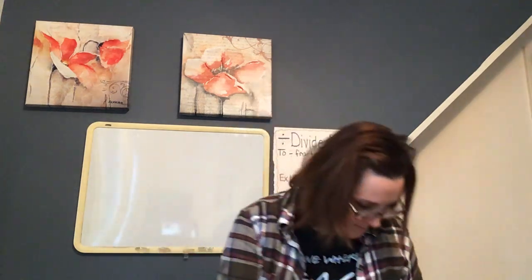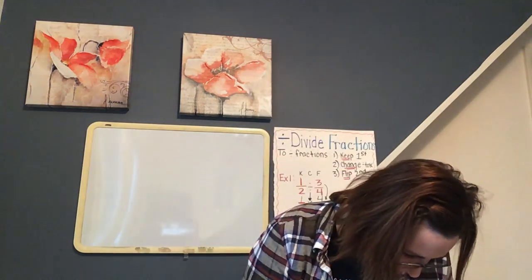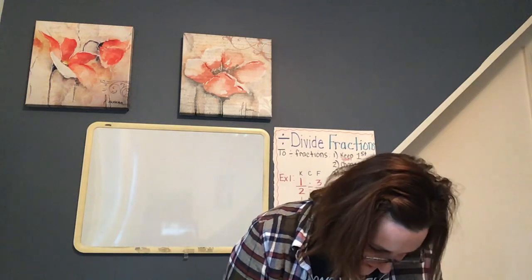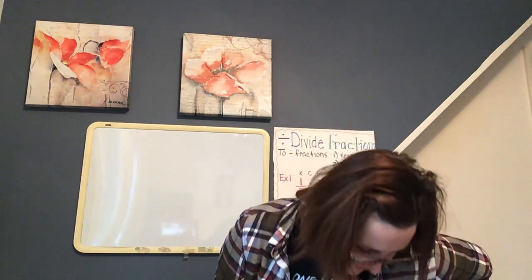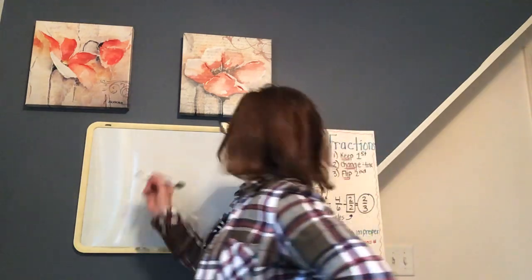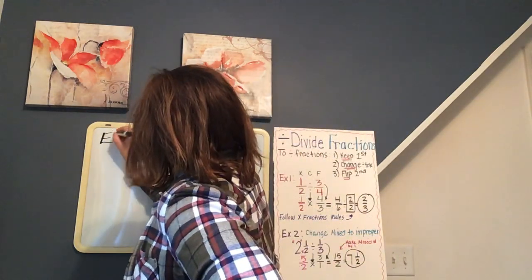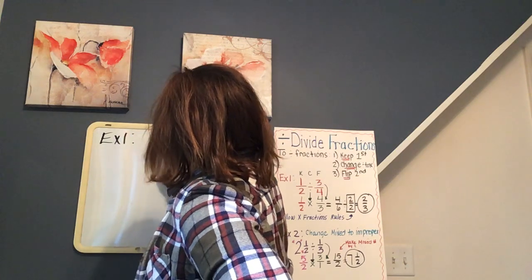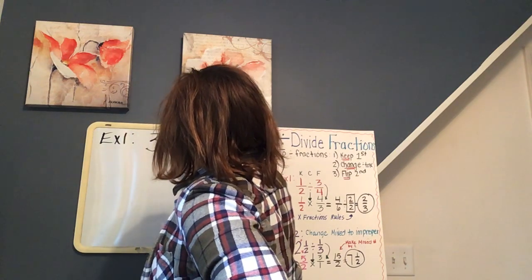All right. Our first example. Let's look at whole numbers and dividing fractions. So our very first one is going to be 3 divided by 1/2. So example 1, 3 divided by 1/2.